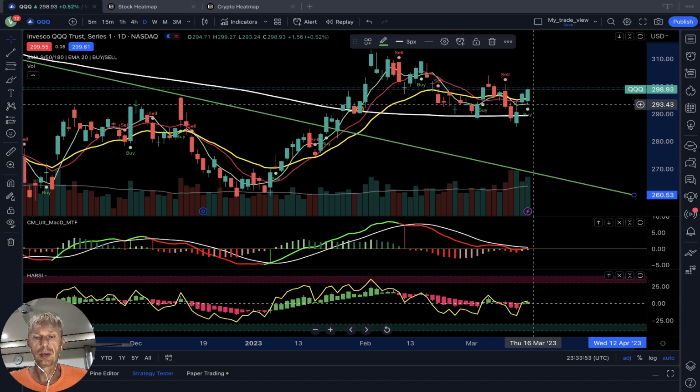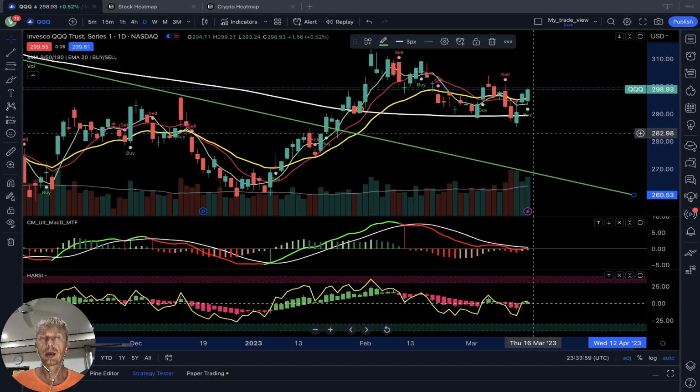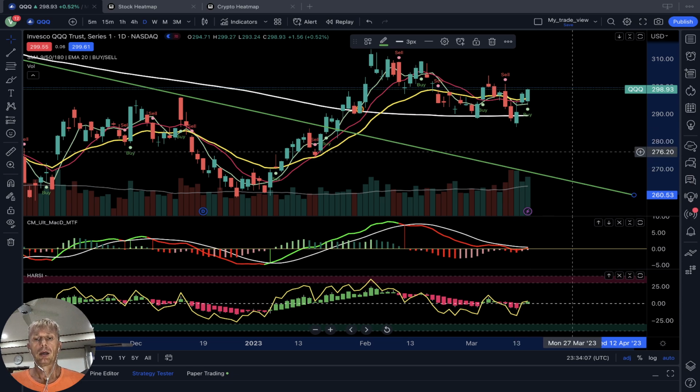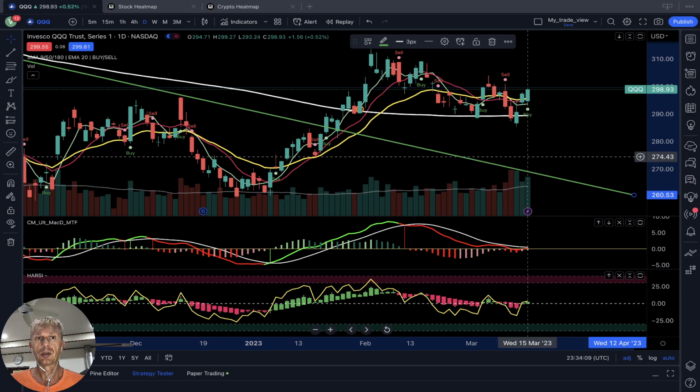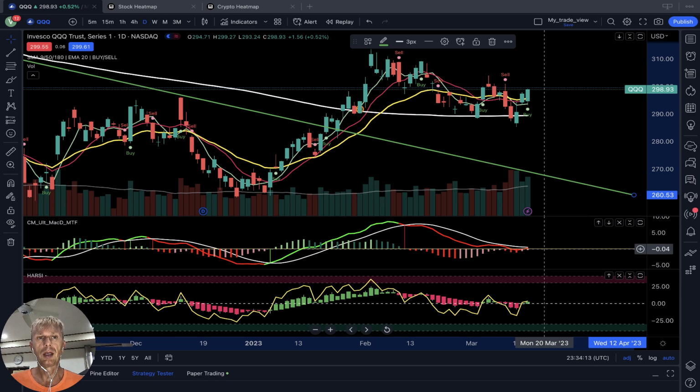It's maybe the strongest because QQQ are expecting that the Fed will do a rate cut. Maybe they will, I don't know. For some reason QQQ, technology, is stronger on the daily time frame. Let's move to the 4 hours time frame.